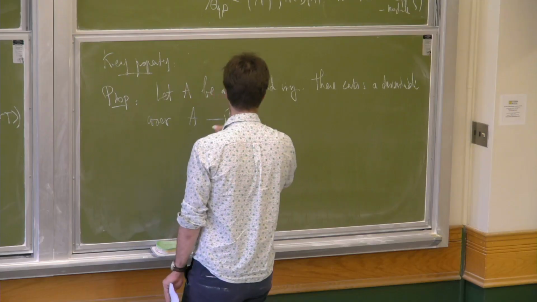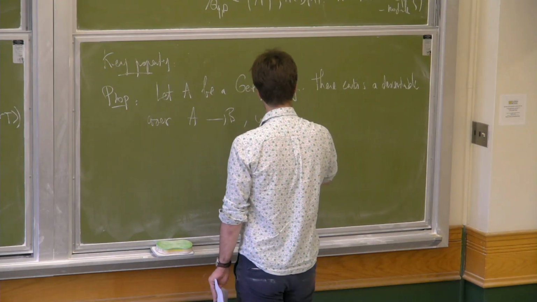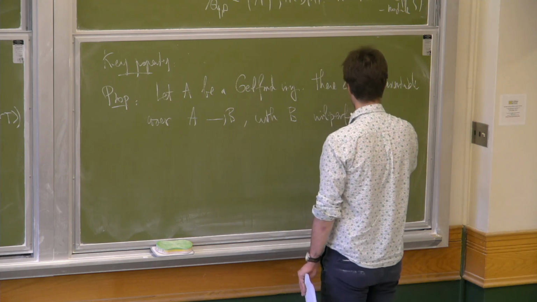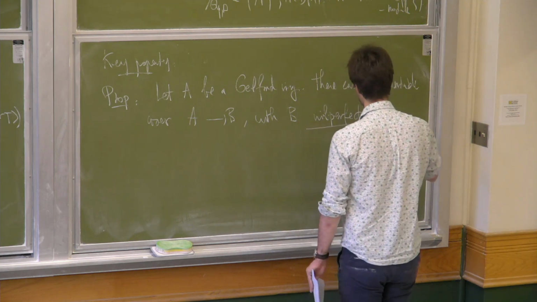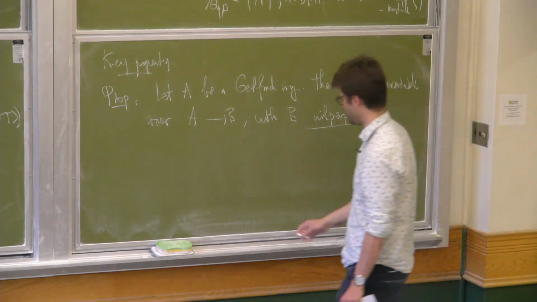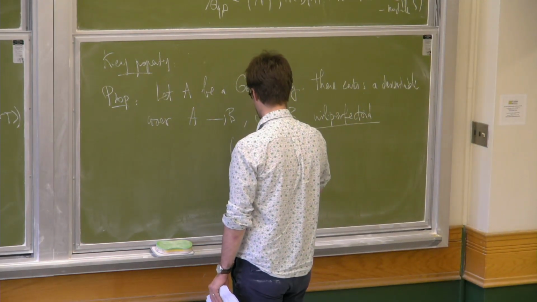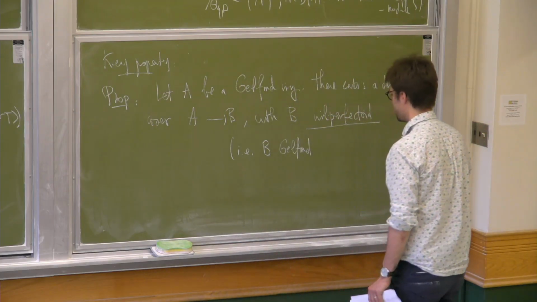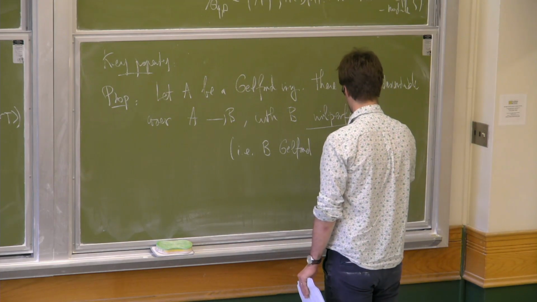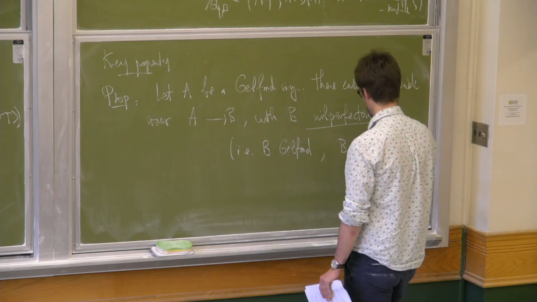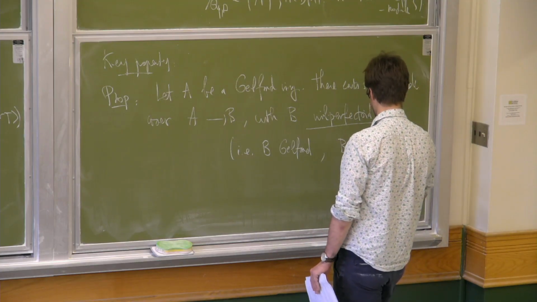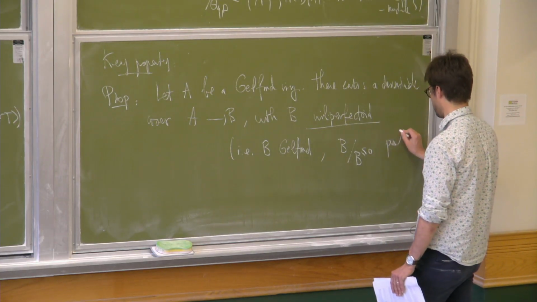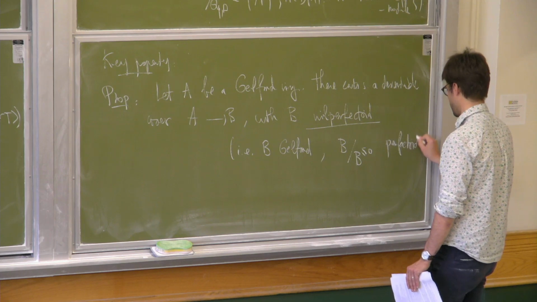A to B, with B what we call a nil perfectoid ring. And so a nil perfectoid ring is a Gelfand ring. So B is Gelfand, and it has the property that when you mod out B by its dagger nilradical, you want this to be perfectoid. When I say perfectoid, I always mean Tate perfectoid.